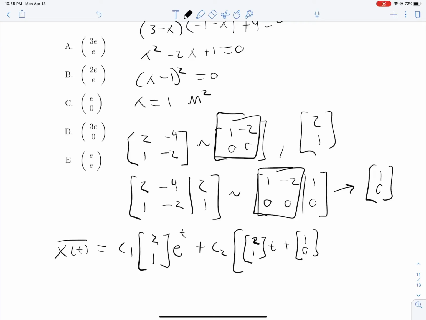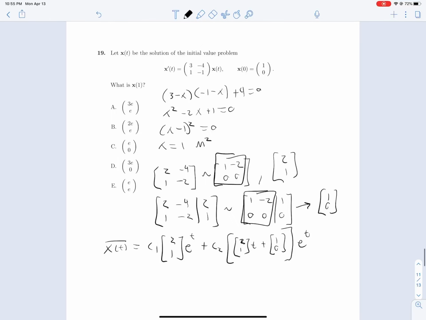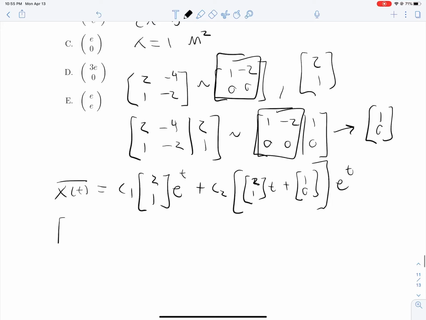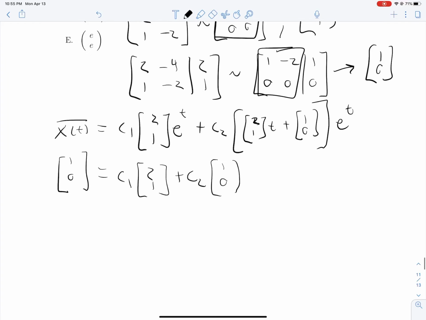Plus 1, 0, that's our generalized eigenvector. Nothing to do with lambda. e to the t. We're given an initial condition that x at 0 is 1, 0. So we can set 1, 0 equal to c1 times 2, 1 plus c2 times 1, 0, because this 2, 1 term is multiplied by a t, which will go to 0. Solving things in matrix form, we have 2, 1, 1, 0, 1, 0.